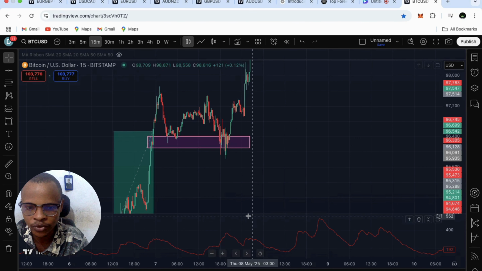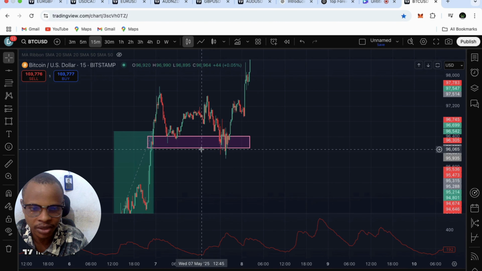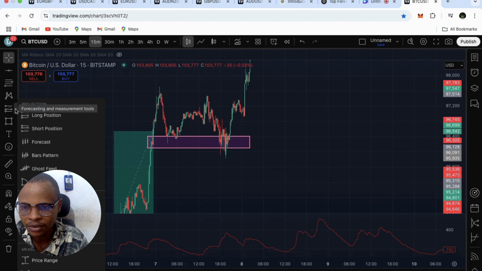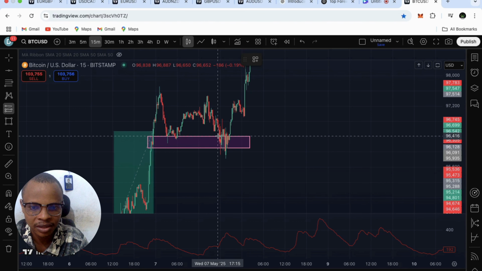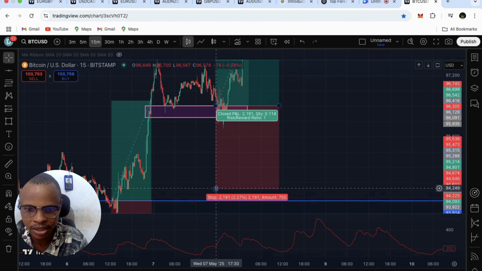But if you use ATR to place your stop loss down here, you see what the ATR is here? 350. And what is the lowest low here? The lowest low here is 96,000. 96,000 minus 350, we're looking at 95,700, and that is somewhere around here.